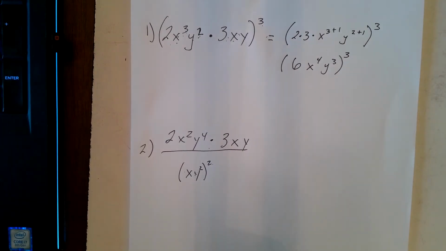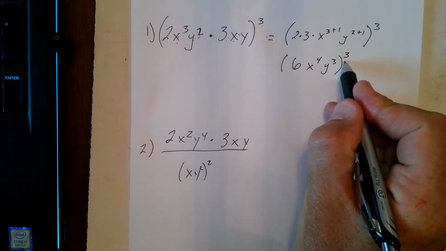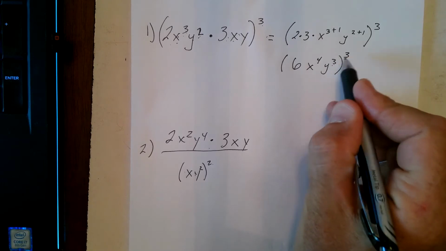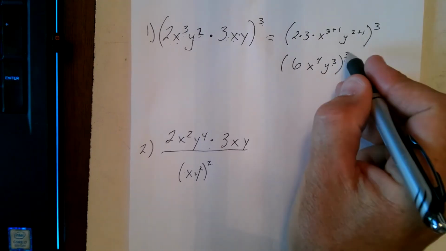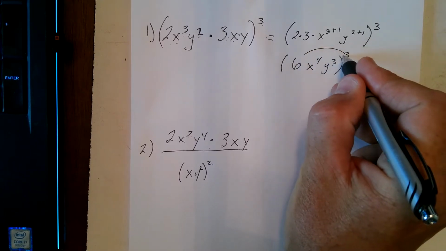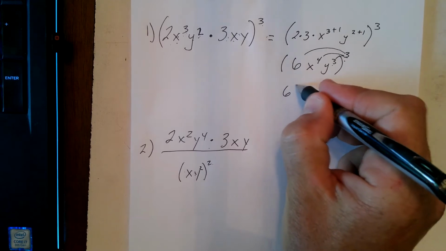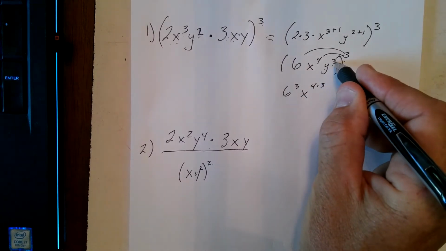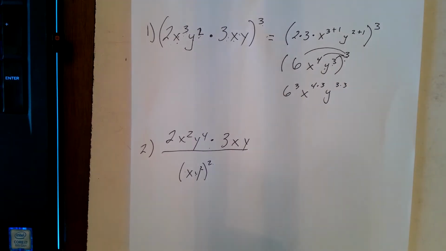And now we're to the last step, power to a power. We have a power to a power. What do we do? We multiply those. We have to distribute it to every single term in here. 6 to the third, x to the 4 times 3, y to the 3 times 3.